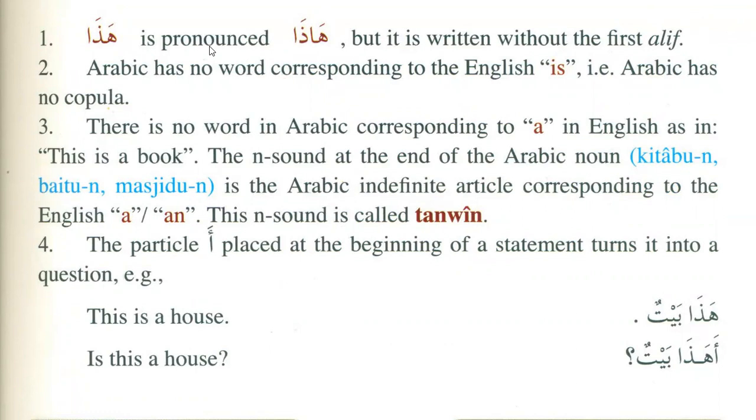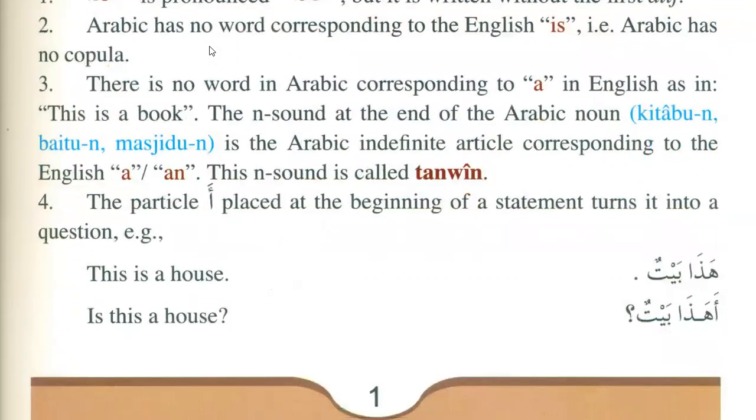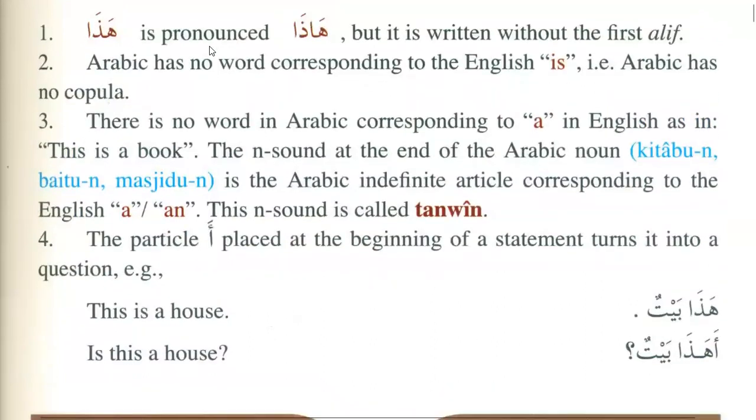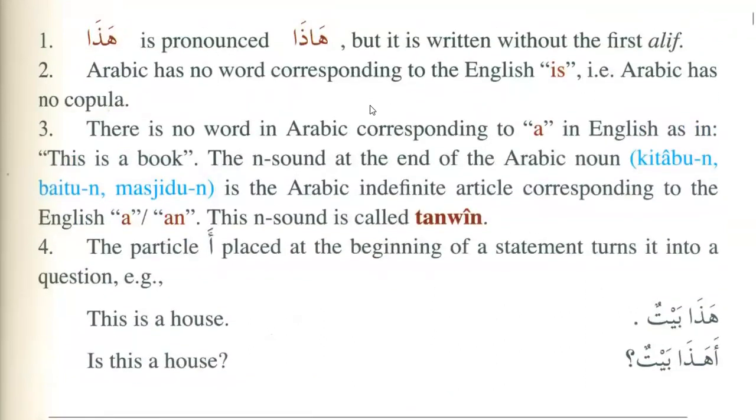The particle hamza placed at the beginning of a statement turns it into a question. For example, hadha bait, this is a house. And ahadha bait, is this a house? So we have two very important things in this chapter. The first thing is, what is the meaning of tanween in English?